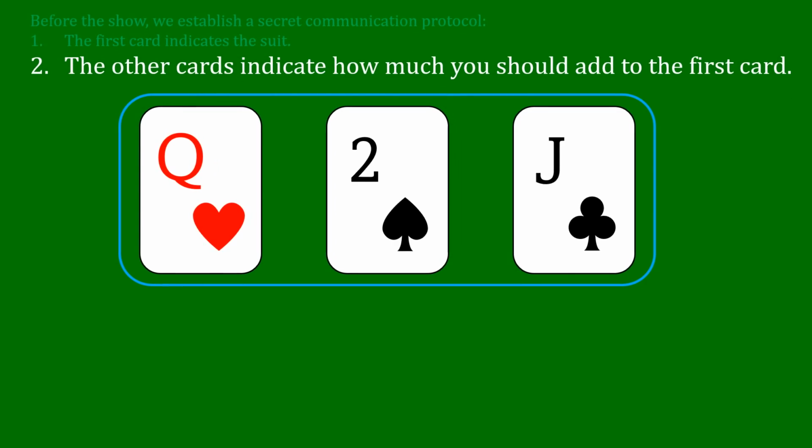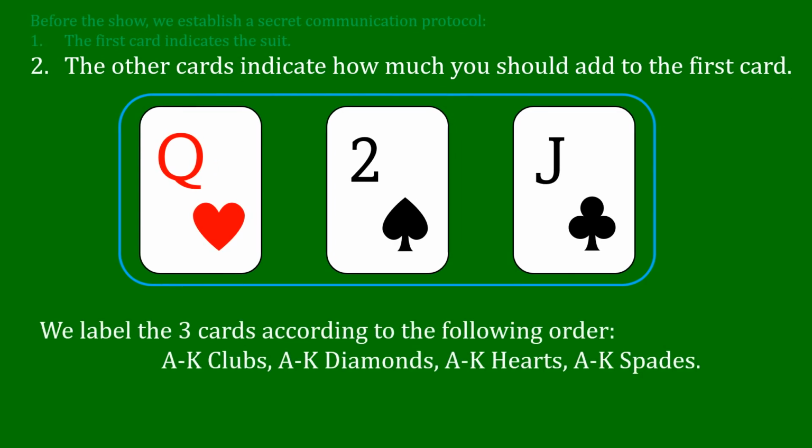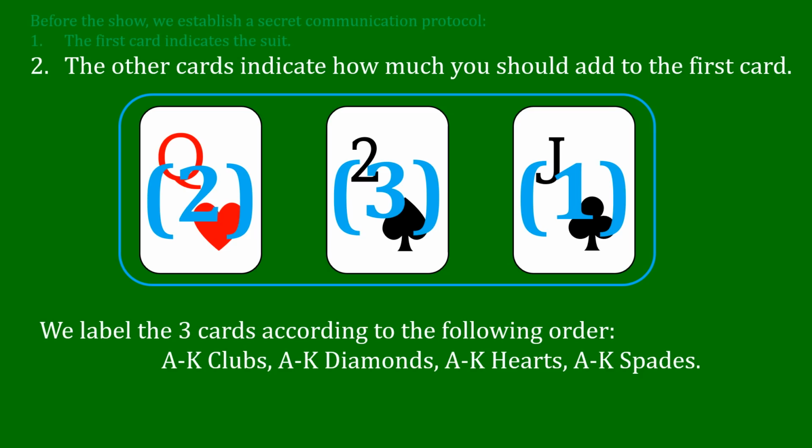First, we can label the 3 cards according to the following order: ace to king of clubs, ace to king of diamonds, ace to king of hearts, and ace to king of spades. So the ace of clubs is the smallest card, and the king of spades is the largest card. Note that any order will do, but this order is the one that I find easiest to remember because the suits are in alphabetical order. Anyway, according to this order, the smallest card is the jack of clubs, the middle card is the queen of hearts, and the largest card is the 2 of spades.